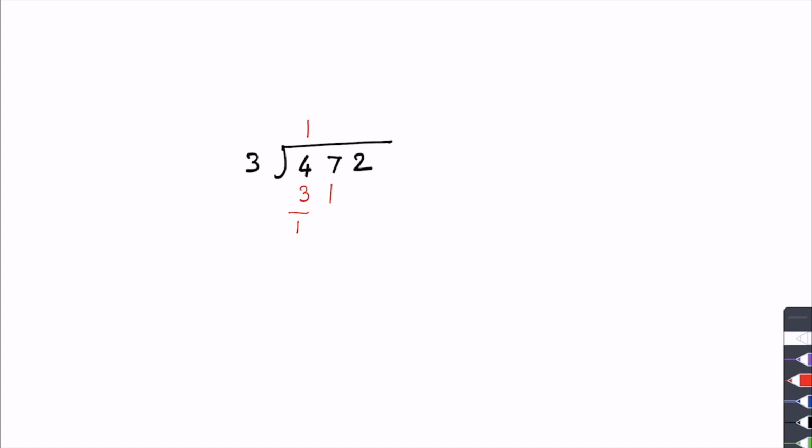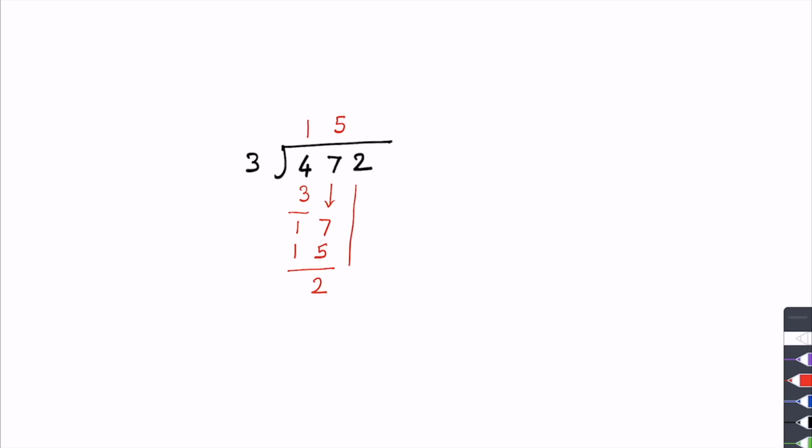And then we pull down this 7. Now we have 17. Then we say, how many 3's go into 17? Well, the answer is 5. Because 5 times 3 gives me 15. And we write that over here. Then we subtract those two, and we get a remainder of 2.